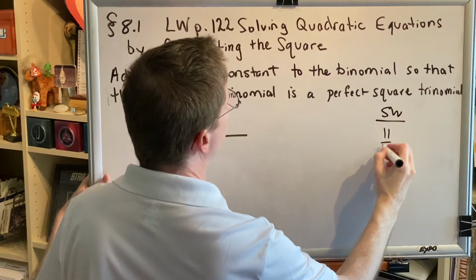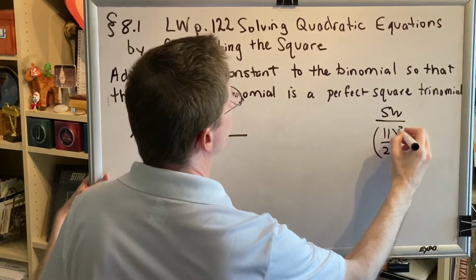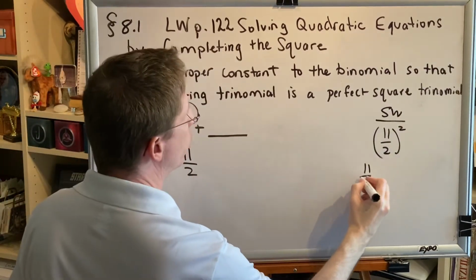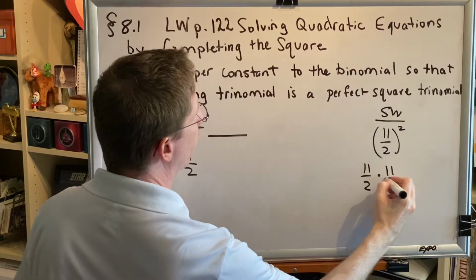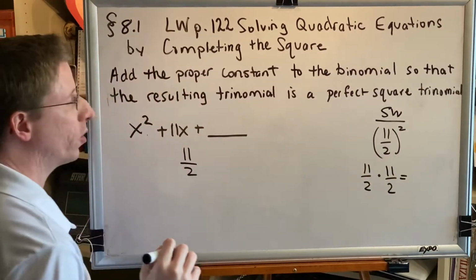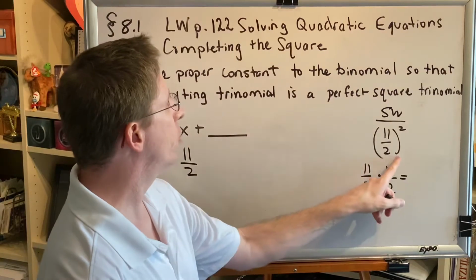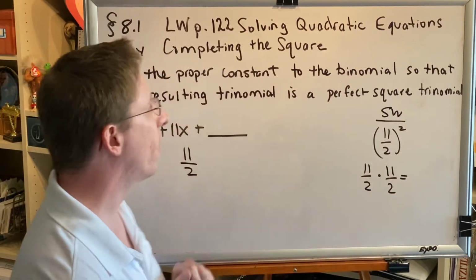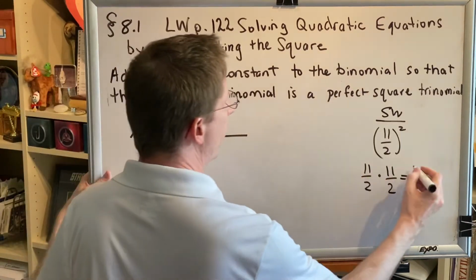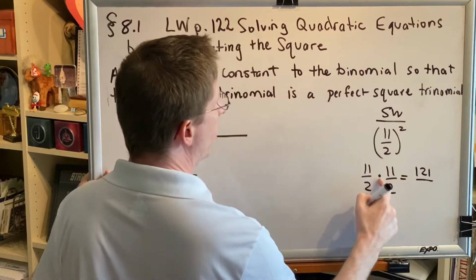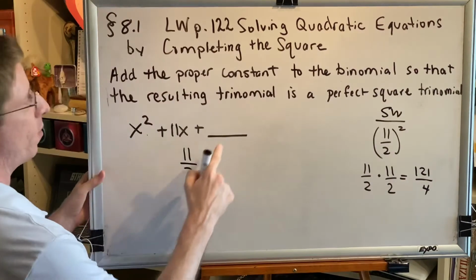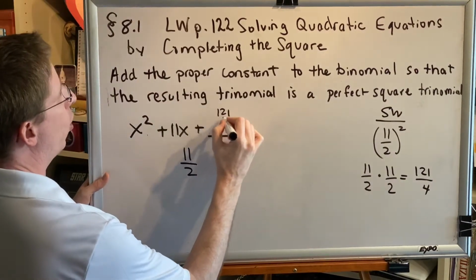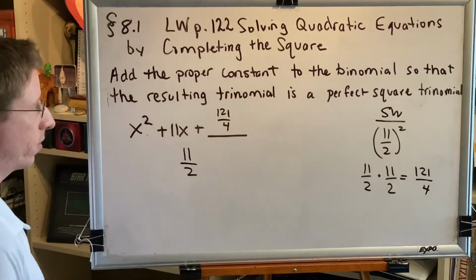Alright, so what is 11 over 2 squared? Well, that would be 11 over 2 times another 11 over 2. And the rule for multiplying fractions is multiply across the numerators to get the new numerator, multiply across the denominators to get the new denominator. 11 times 11 is 121. 2 times 2 is 4. So the number that has to go in the blank is the fraction 121 fourths.